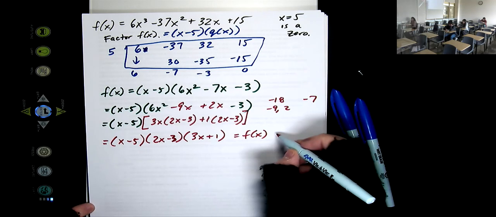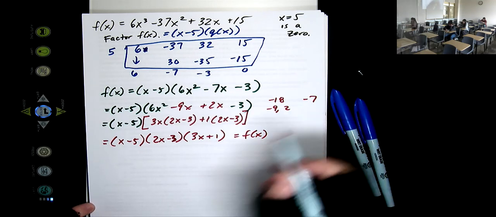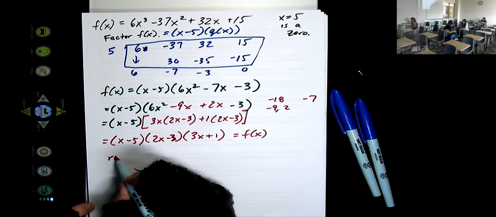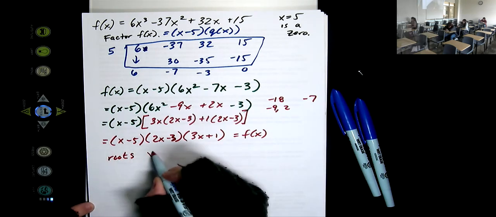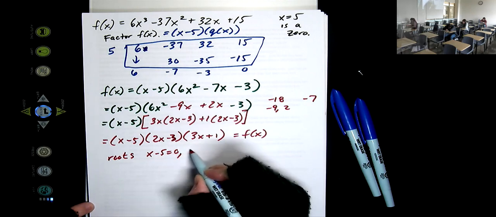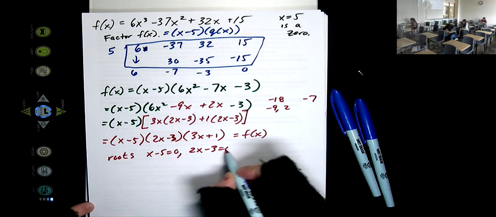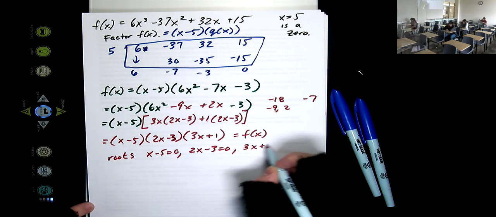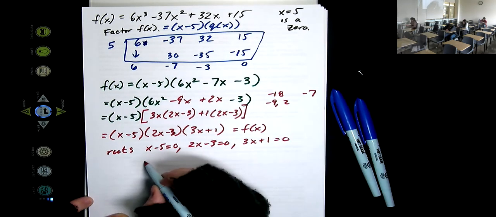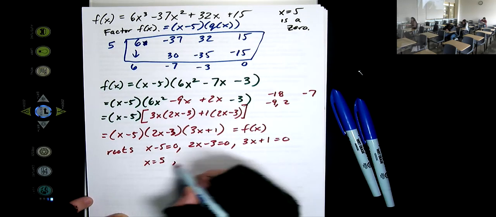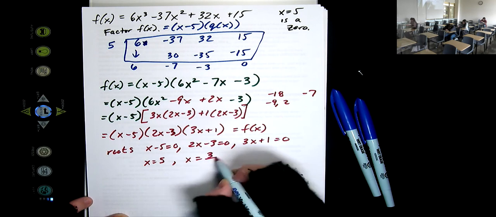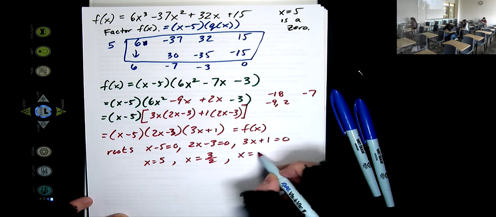And if I set this equal to 0, I find the solutions or roots. The roots are when x minus 5 equals 0, 2x minus 3 equals 0, and 3x plus 1 equals 0. So x equals 5, x equals 3 halves, and x equals negative 1/3.